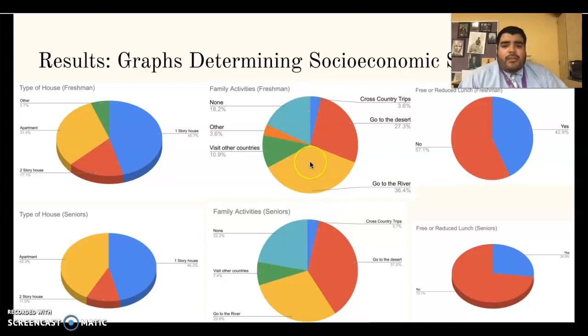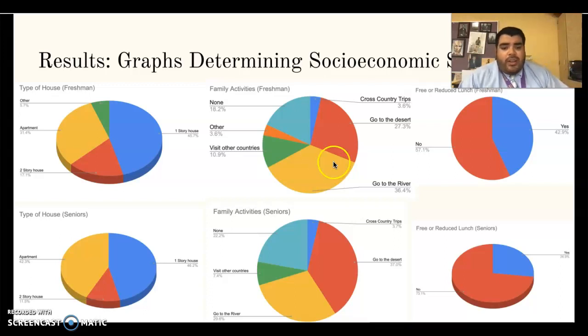The next survey, I asked them what type of family activities they do as a whole. Meaning, do they go on trips as families? Do they go to the desert, which is something that a lot of kids out here in Santee do? Do they visit other countries? Do they go to the river, which is something a lot of kids here also do in their spare time?